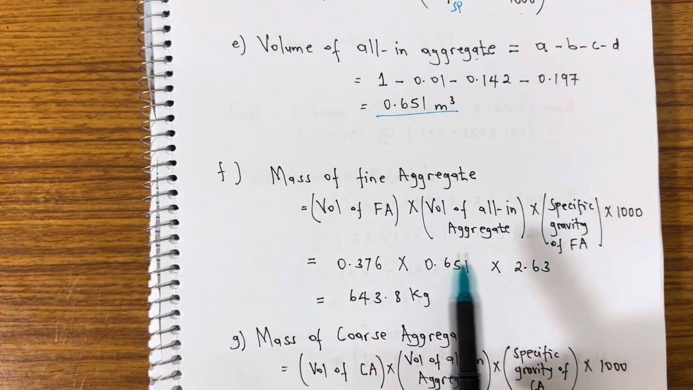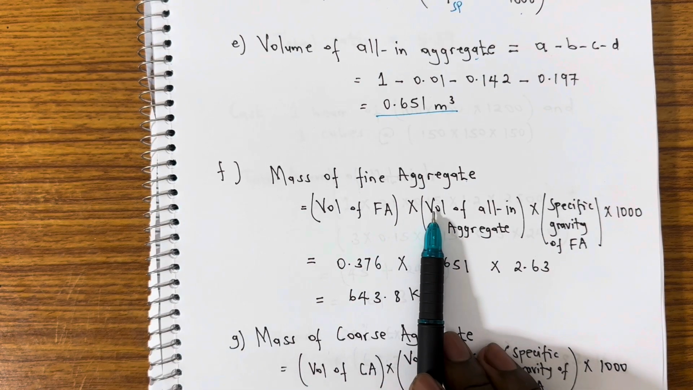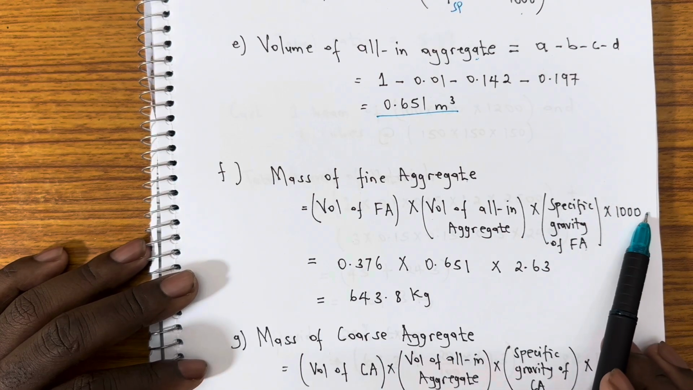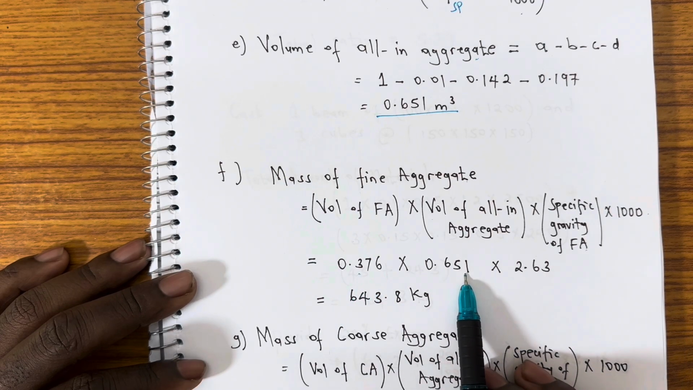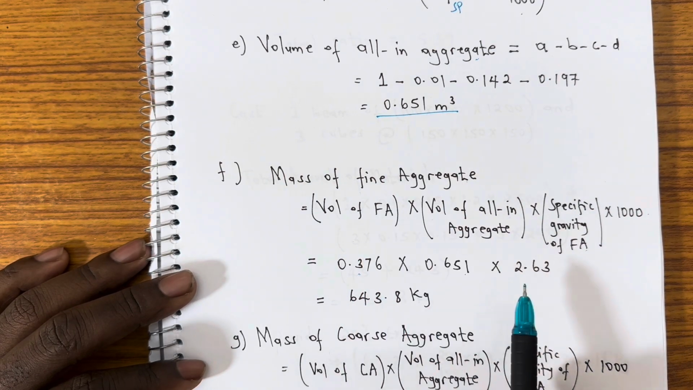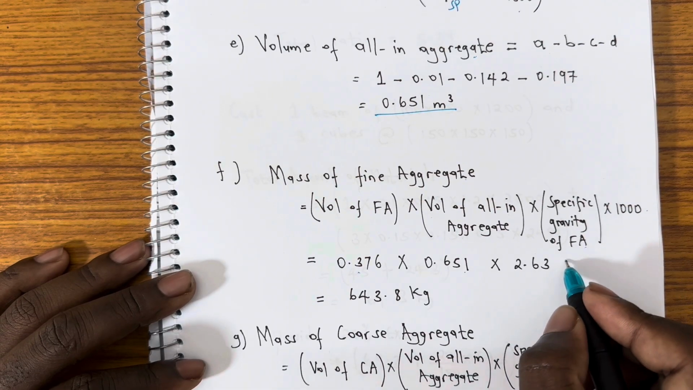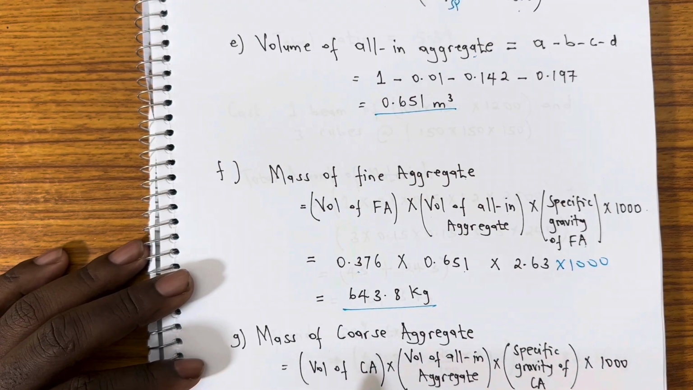Let's see, what about the mass of fine aggregate? What is the formula? It's equal to volume of fine aggregate times volume of all-in aggregate times specific gravity of fine aggregate times 1,000. So our volume of fine aggregate, we obtained 0.376. Volume of all-in is 0.651. Specific gravity of fine aggregate is 2.63, and times 1,000. Okay, don't forget that, times 1,000. So the answer we're getting is 643.8 in terms of kilogram.